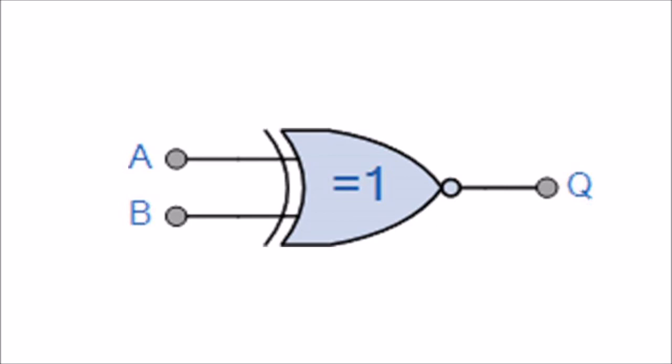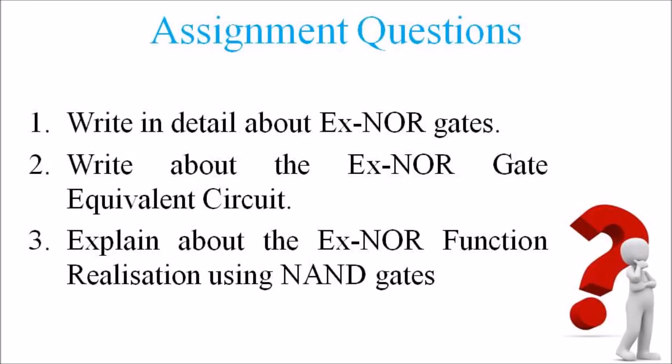So dear students, kindly go through these assignment questions. The question number 1 is write in detail about the XNOR gate. Second one is write about the XNOR gate equivalent circuit. Third one is explain about the XNOR function realization using NAND gates.